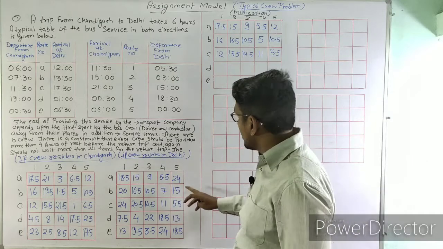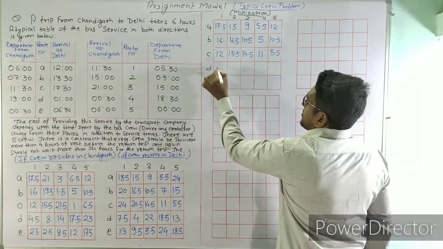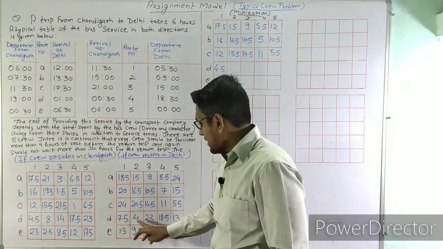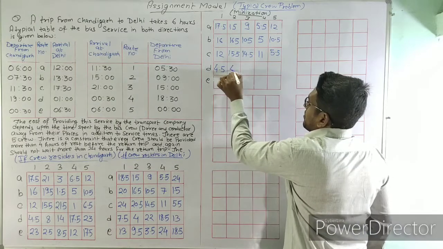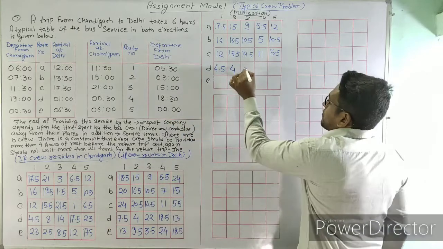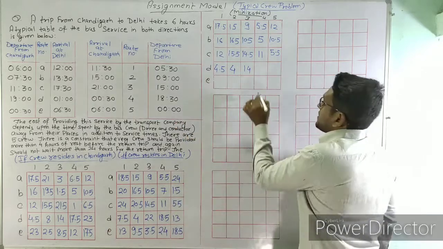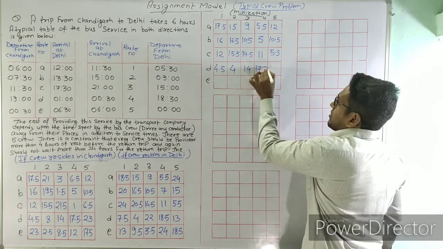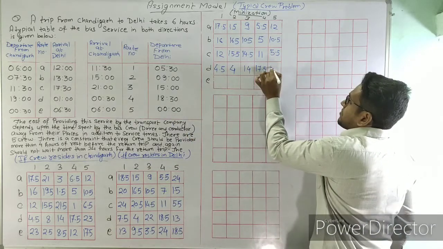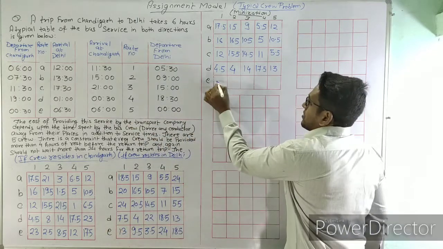5.5. Now for the fourth row, 4.5 and 7.5. So 4.5 is less. 4.5. 8 and 4. So we will select the value 4. 14 and 22. So 14 is less. 17.5 and 18.5. 17.5 is less. Now 23 and 13. 13 is less.